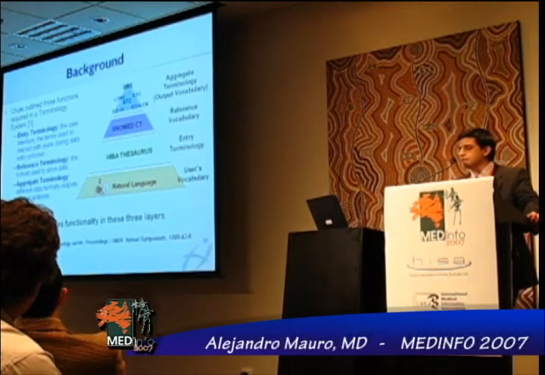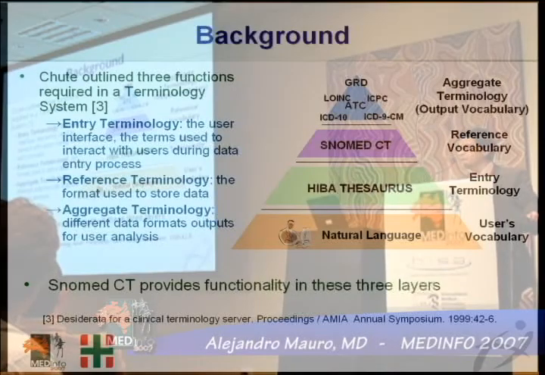Schulz and collaborators have outlined 3 functions required in a terminology system of 3 layers. These are the entry terminology layer. This is the user interface. Those are the terms used to interact with users during the data entry process. The reference terminology layer is the format used to store the data. The information knowledge should be stored in this layer. And the aggregate terminology. These are different data format outputs for user analysis.